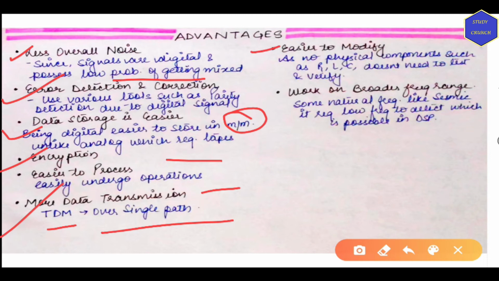Then it is easier to modify. It can be modified as it doesn't have RLC components, so it doesn't need to be verified and tested again and again if we want to change a circuitry. Then if we have only software things, it is easier to implement, right? Then we have work on the broader frequency range. So it is possible to make it work on different specific regions as well.